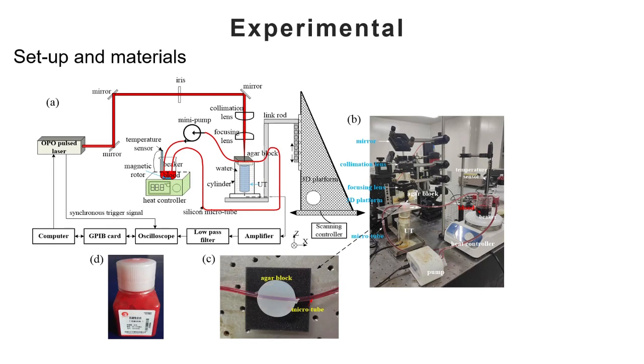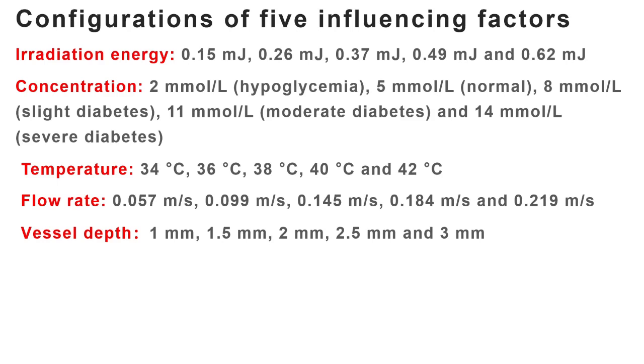In this study, a set of optoacoustic detection system of the blood was constructed. That is shown as follows. And the 5 influence factors were configured. For the irradiation energy, there are 4 different values were used.